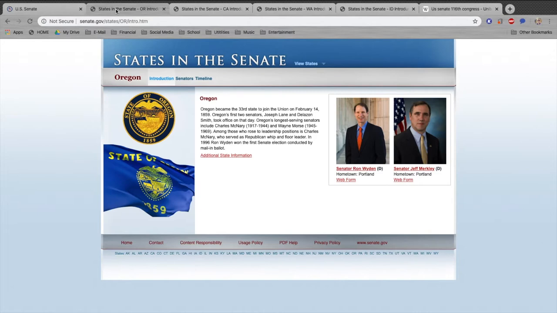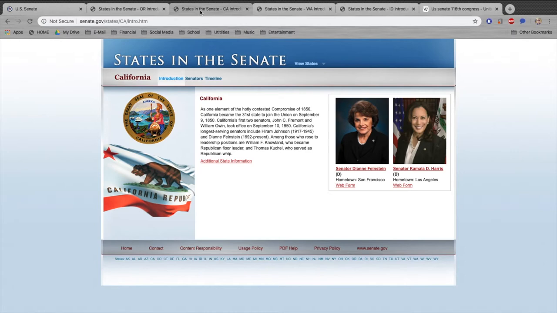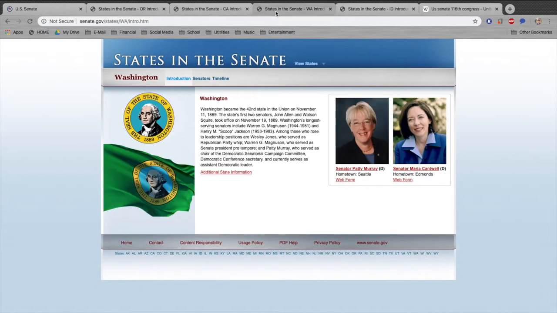Senator Wyden served in the House of Representatives before he was a senator, and Senator Merkley was actually the Speaker of the Oregon House of Representatives before he was elected senator in 2008, the same year as Barack Obama. Our neighbors to the south are also represented by two Democrats, Senator Dianne Feinstein and Senator Kamala Harris. So the 38 million people of California get exactly two senators, and there they are. Senator Feinstein has been serving since 1992, and Kamala Harris has been serving only since 2017.